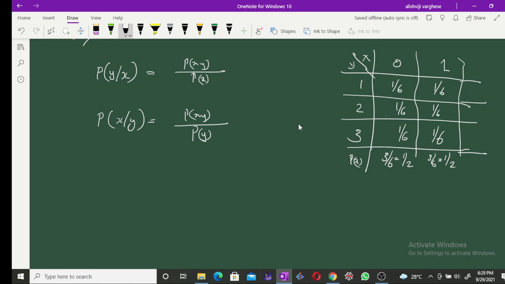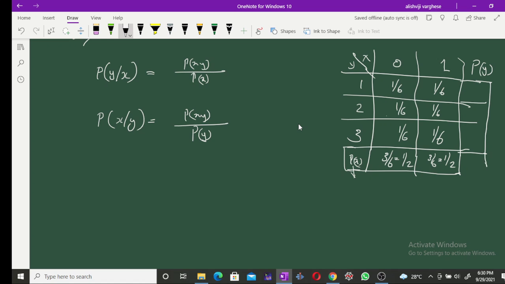Then the last column here represents the marginal distribution of x, and that is nothing but the probability that capital X takes the value small x. That is, probability that x is equal to 0 is 1 by 2, probability that x is equal to 1 is 1 by 2. That's the meaning of marginal distribution. And in a similar way, we can find the marginal distribution of y.